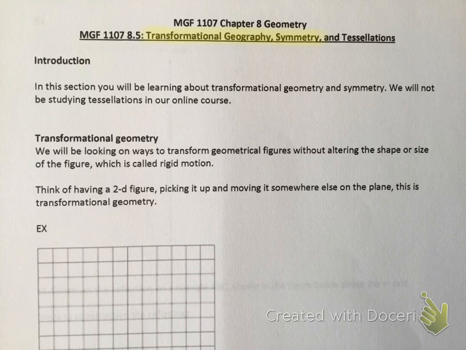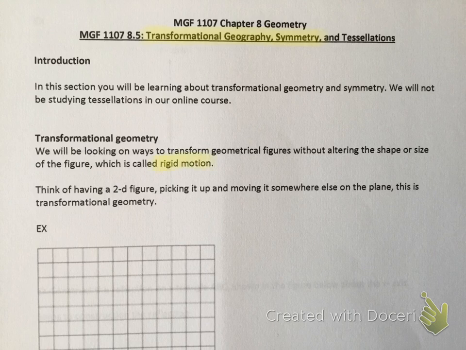So in this section, you'll be learning about transformational geometry and symmetry. We will not be studying tessellations like I just said. Transformational geometry. So the first thing we're going to check out is what is transformational geometry. We will be looking at ways to transform geometrical figures without altering the shape or size of the figure, which is called rigid motions. That's what we're going to start out with.